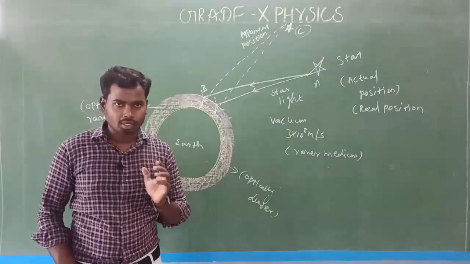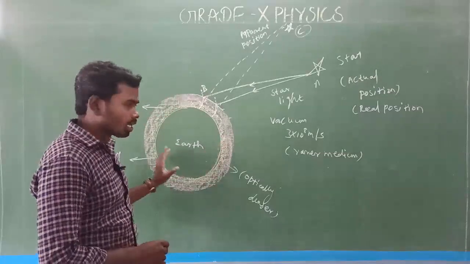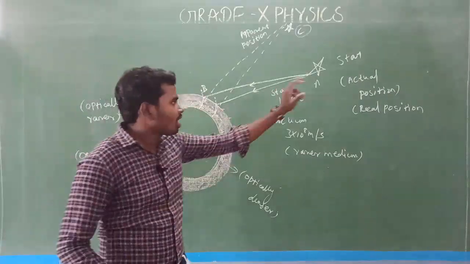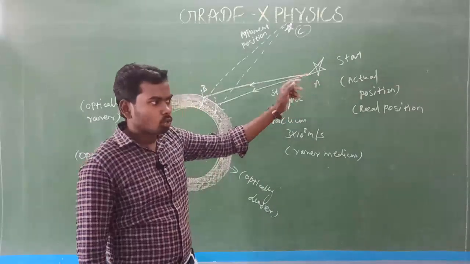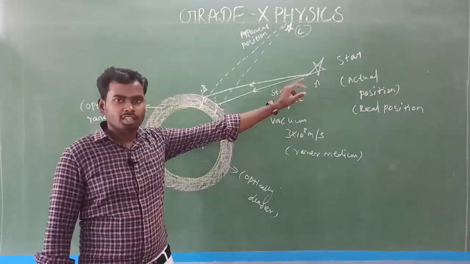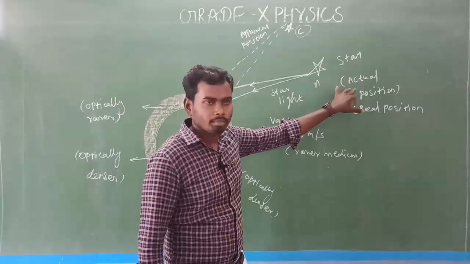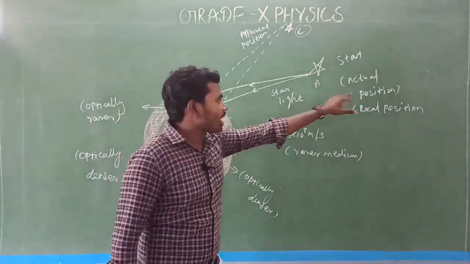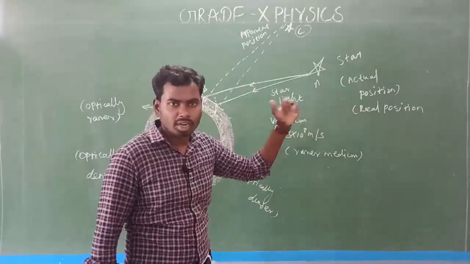Don't get confused. I will repeat again. It's a very important 3-mark question. Answer: this is Earth atmosphere. A star is there. Actually, that is the original position of the star. Am I right? Yes. So A, B is the actual position of the star, which means the real position of the star.